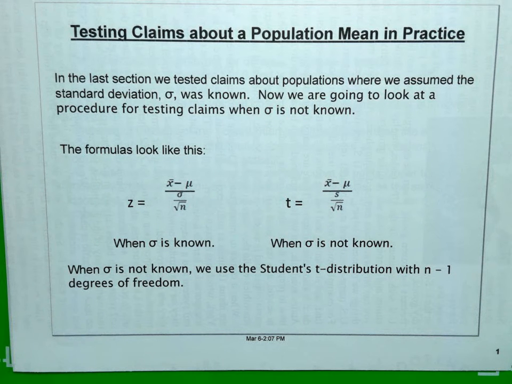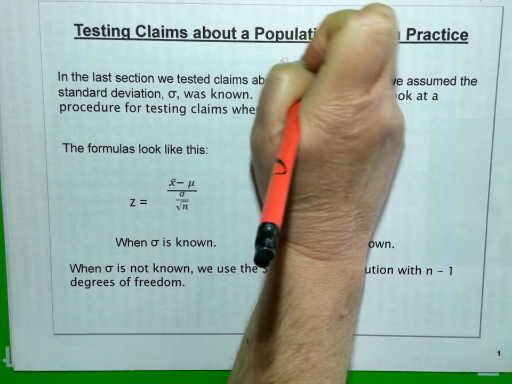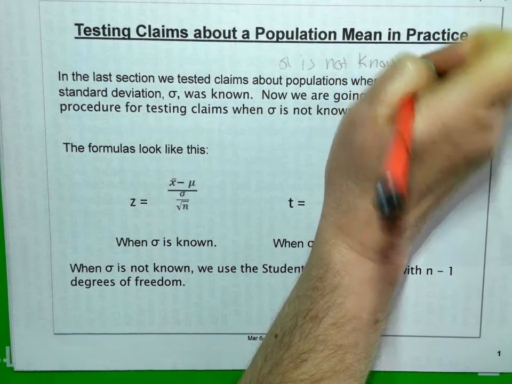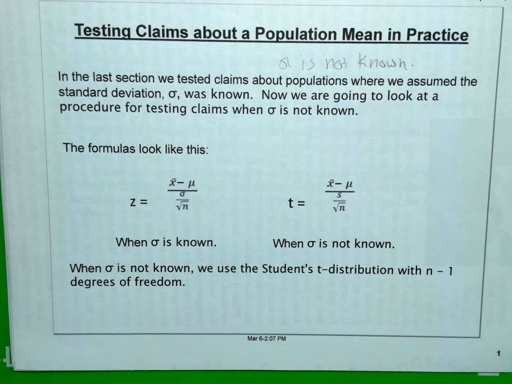All right, so we're going to test claims about a population mean in practice, which means we do not know sigma. Sigma is not known. In the last section, we knew what sigma was and everything was fine, but in this section, we don't. We tested claims about populations where we assumed the standard deviation was known. Now we're going to look at the procedure when we don't know it.